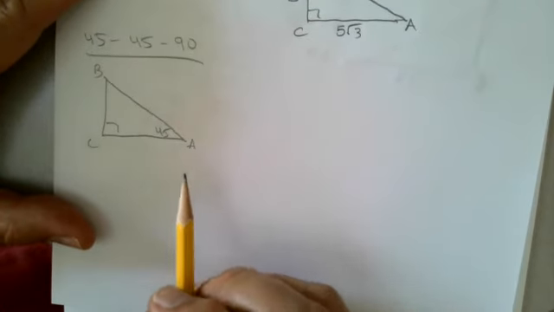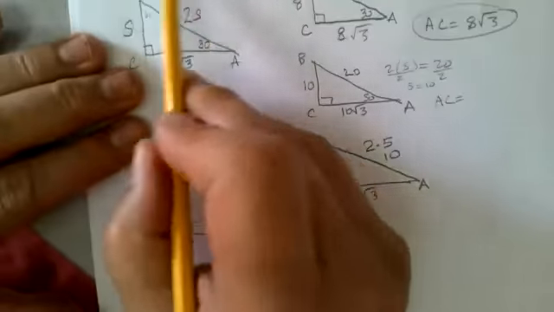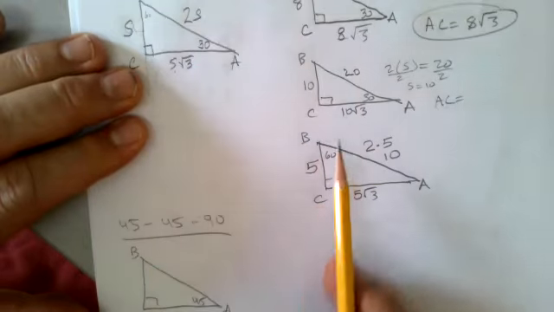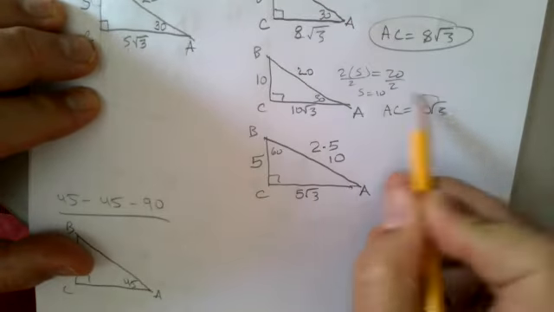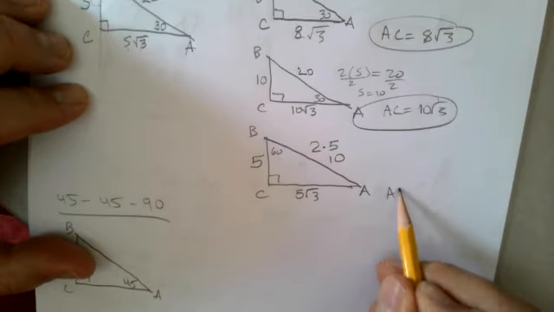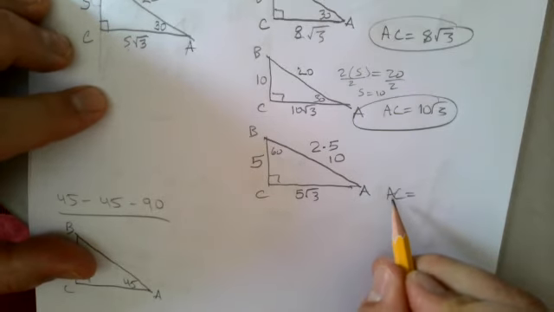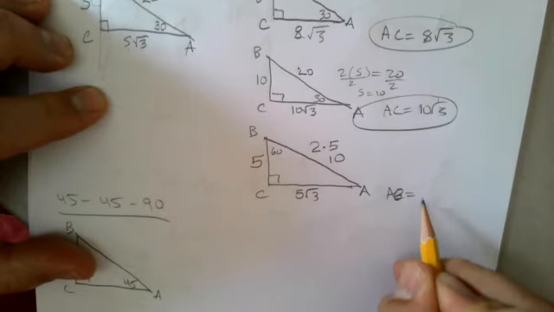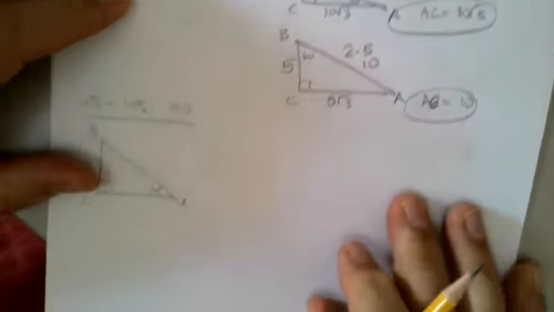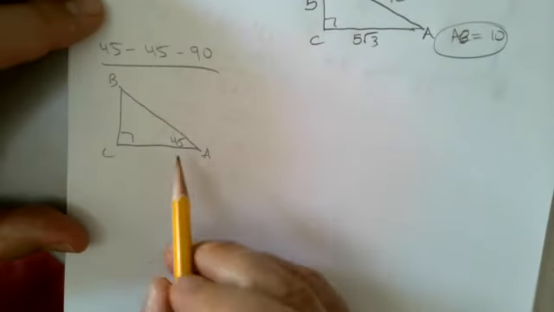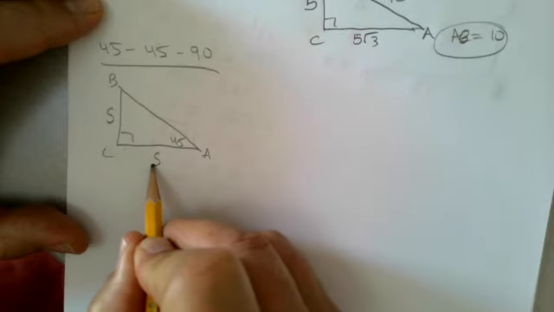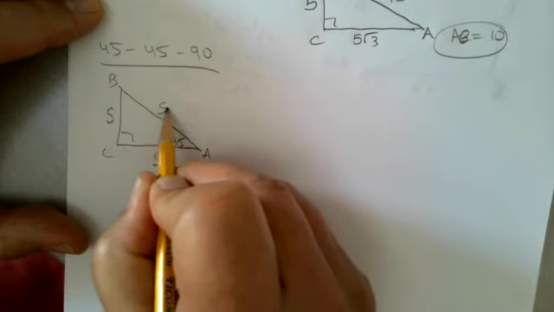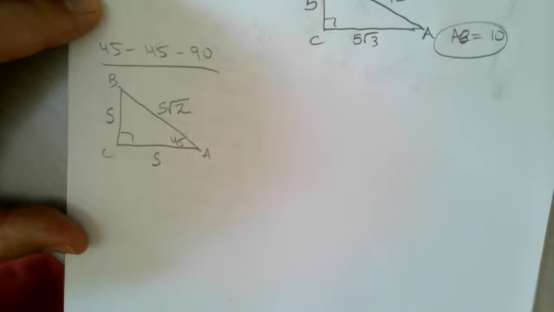Now, 45, 45, 90 triangles are different. It's not these same ratios. It's a very similar process. This one would have been more like finding AB. AB would have been 10. Okay, so it's a very similar process. It's matching to a pattern. But in this case, if this side is S, and this side is S, then this side is S root 2.